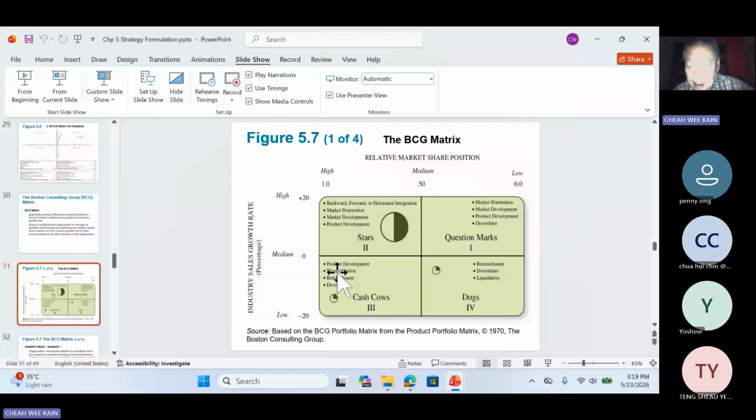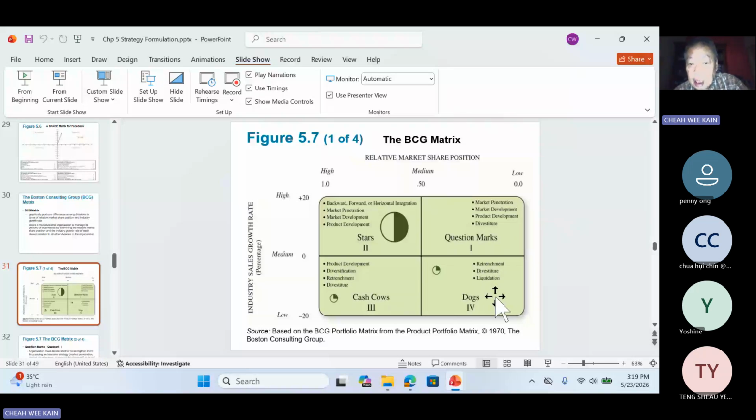This one you never do. That's why I think this is the last one. Market penetration or market development, right? And then these dogs, if you are in here, you really got a problem. Maybe you should get out of that business, right?